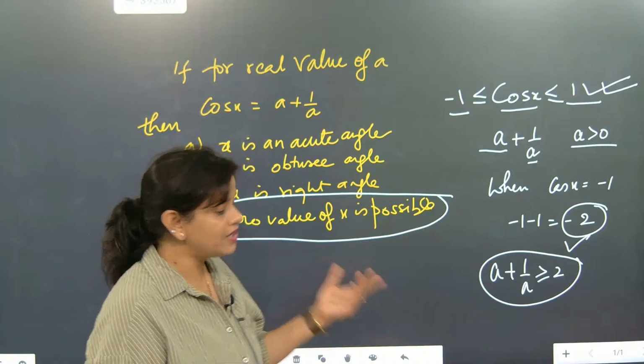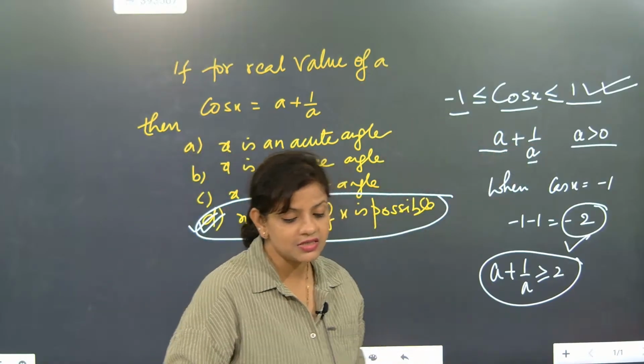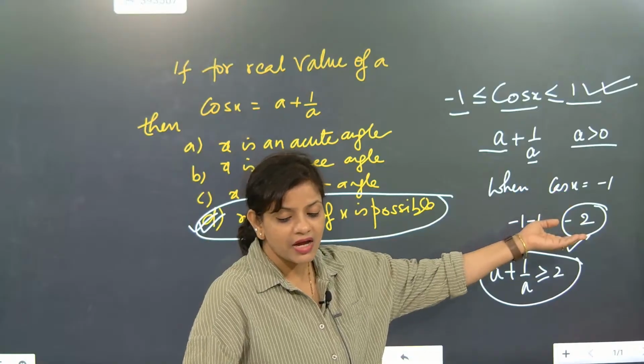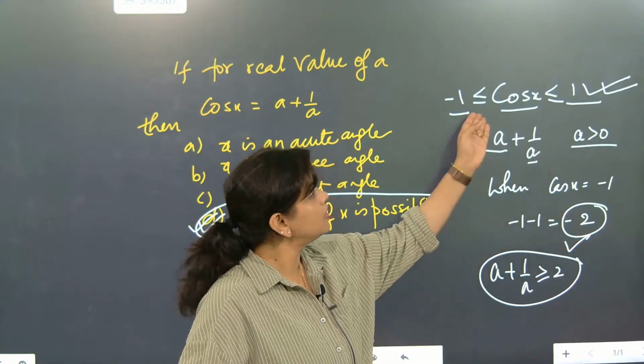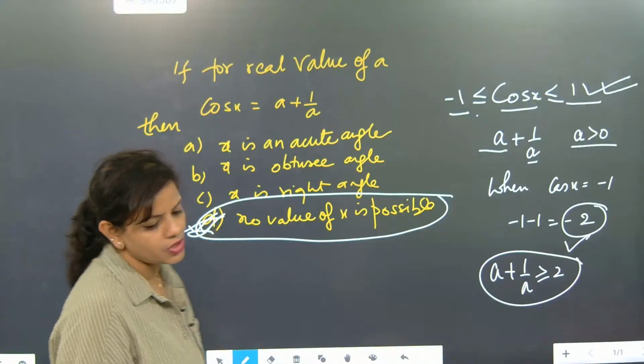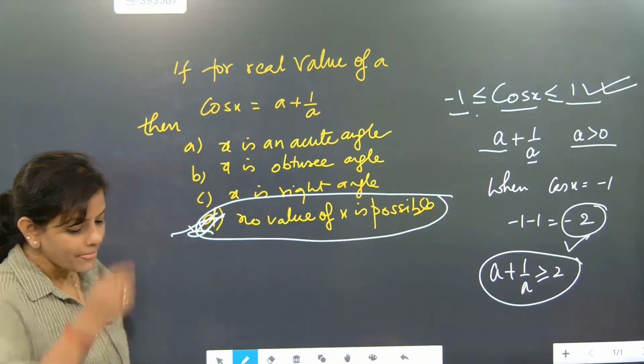So cos value never lies greater than 1. That is still possible. Less than part I am checking. Then it is coming as -2. Cos never goes to the left of -2. So this angle itself is not possible. That's it. Now next question.